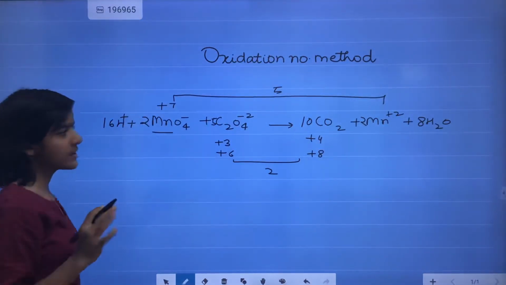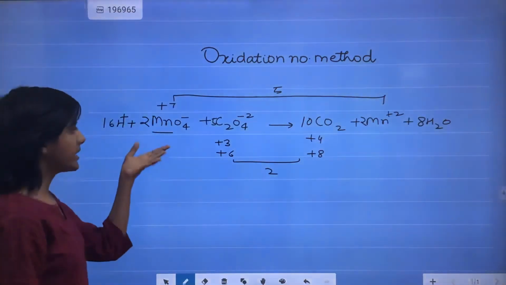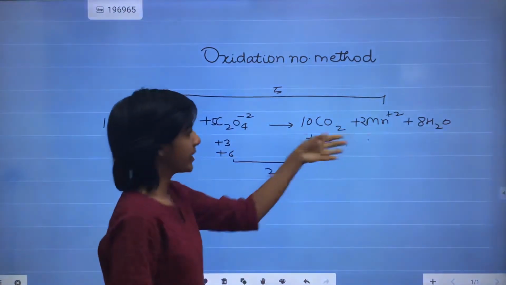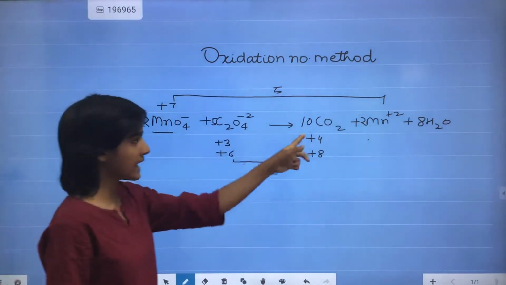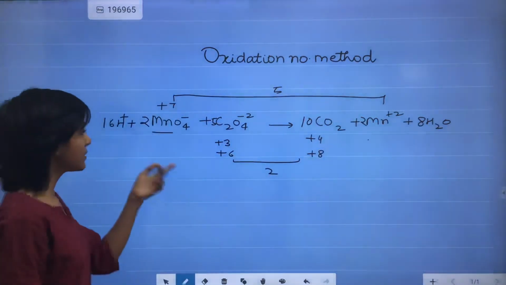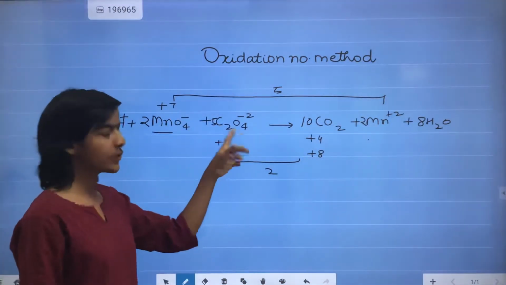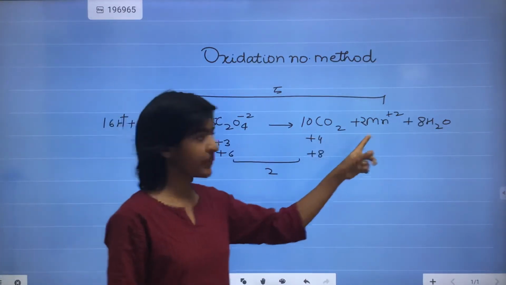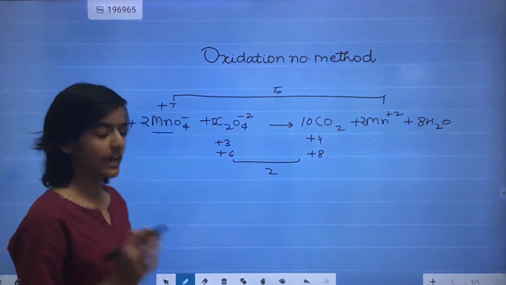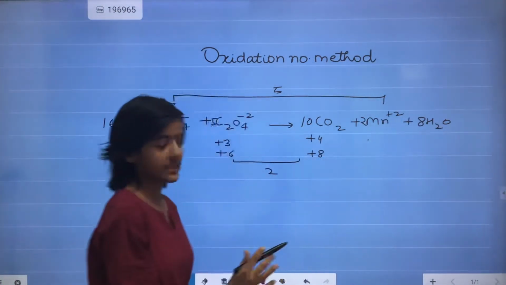So the reaction is balanced, and we can cross check also. Here the Mn is 2 and 2 Mn. Carbon, 5 into 2, which is 10, and 10. If we talk about oxygen, here it is 2 into 4, 8, and 5 into 4, which is 20, 28, and here it is 10 into 2, 20 and 8. Then we talk about hydrogen. Here the hydrogen is 16 and 8 into 2, 16.